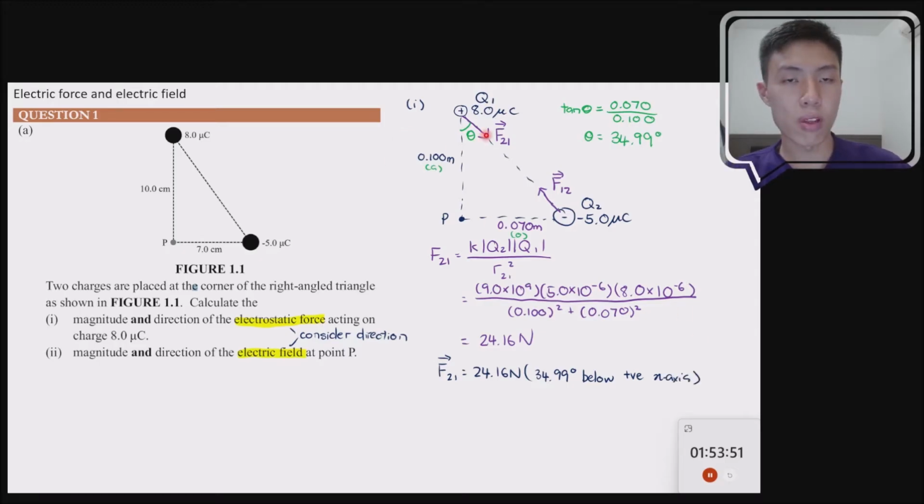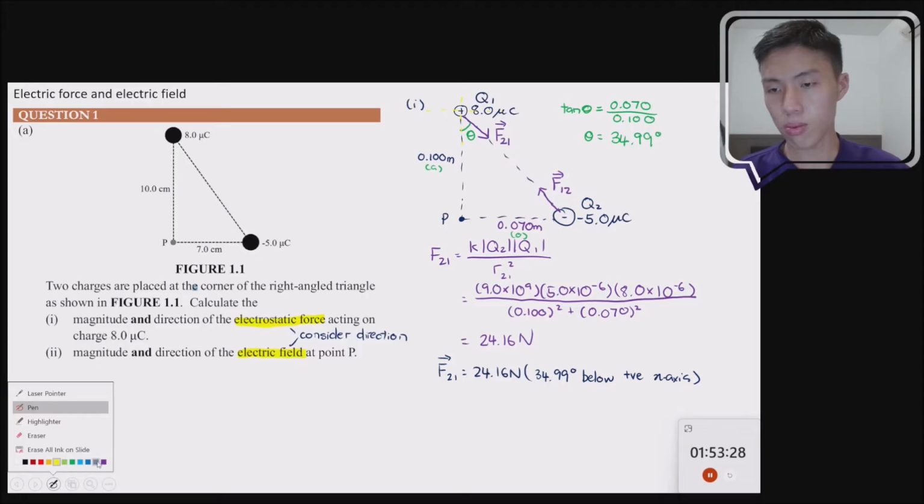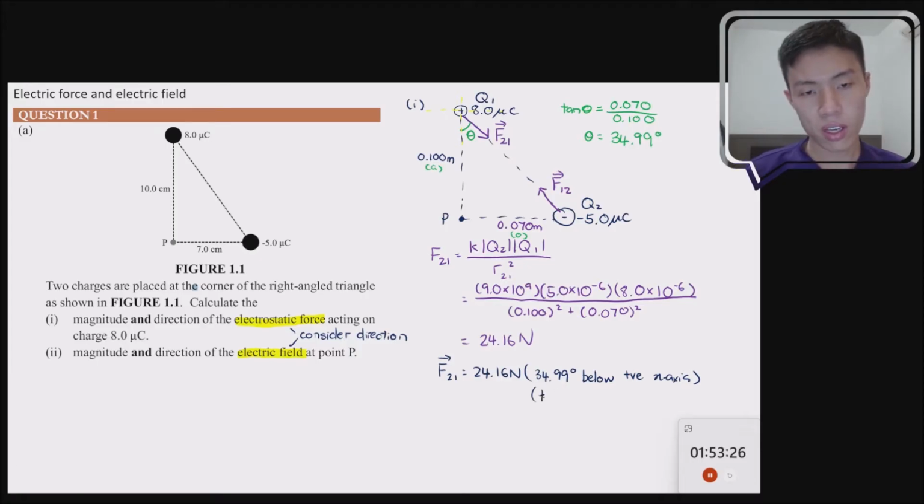Okay, why is it below positive x-axis? Because if you think of x and y axis, this is happening below the x-axis and it's happening on the positive side of the x-axis. That's why it's below positive x-axis. I think if you write towards the negative 5 microcoulomb charge, I think it's also acceptable. Maybe I can write towards the negative 5 microcoulomb charge.